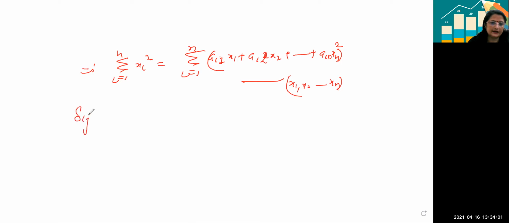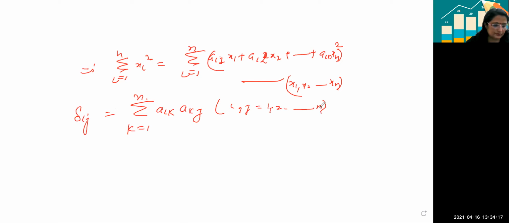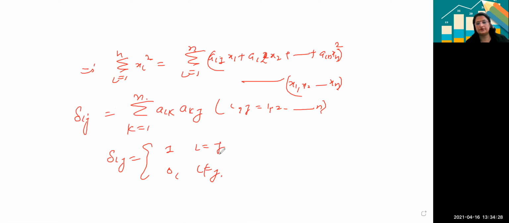Now, what is delta ij? Delta ij is known as the Kronecker delta, right? So this is equal to summation k running from 1 to n of aik akj, for all i and j equal to 1, 2, 3, so on up to n. Then, delta ij gives two values: it is 1 when i is equal to j and 0 when i is not equal to j.